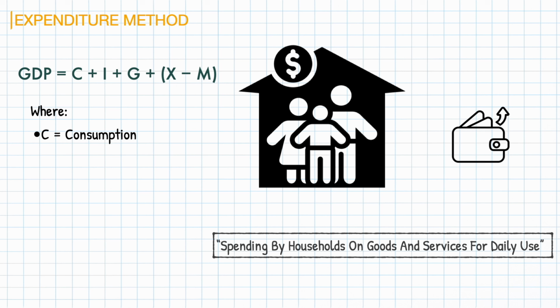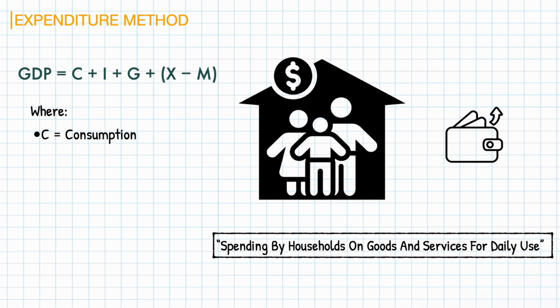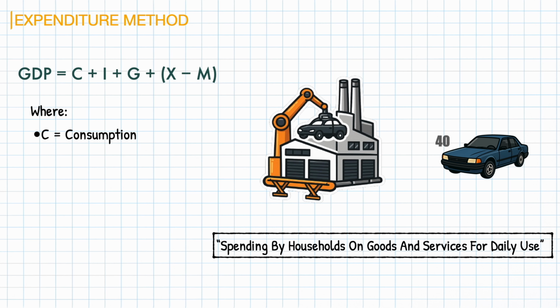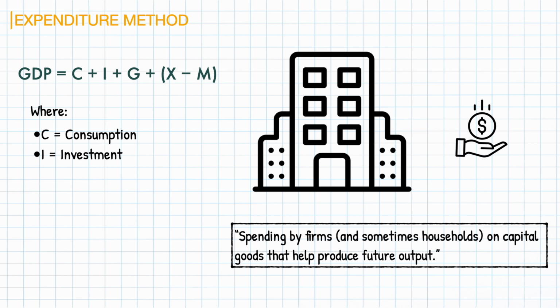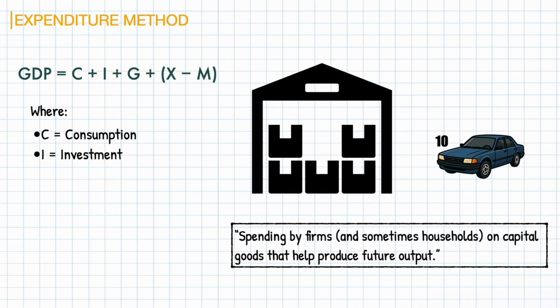In the expenditure method, GDP is calculated using the formula GDP equals C plus I plus G plus X minus M. Here, C represents consumption, which means spending by households on goods and services for daily use. In our example, the 40 sold cars fall under consumption. I represents investment, which means spending by firms, and sometimes households, on capital goods that help produce future output. In our example, the 10 unsold cars are counted as inventory investment.